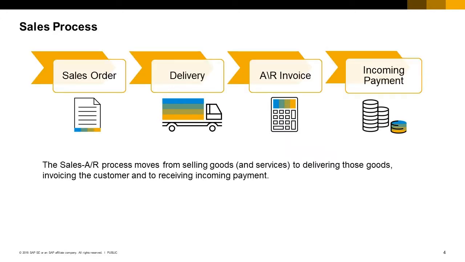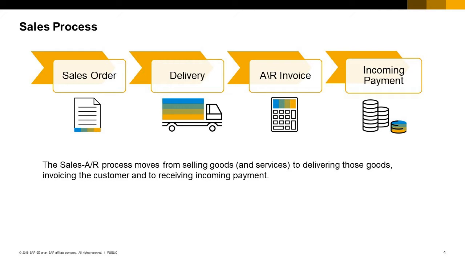The sales AR process moves from selling the goods and services, to delivering those goods, to invoicing the customer for their purchases, to the last step in accounting of receiving the incoming payment. Each step in the sales process involves a document, such as a sales order, delivery, or AR invoice. SAP Business One efficiently moves all relevant information from one document to the next in the document flow.